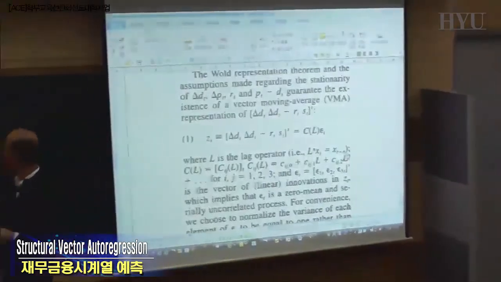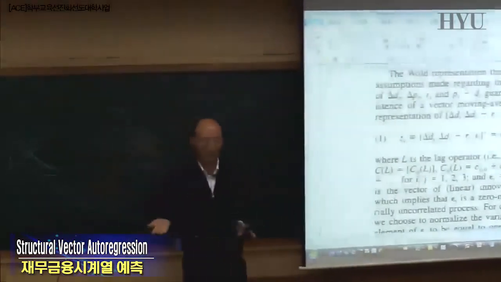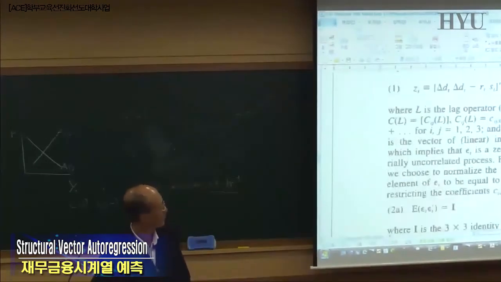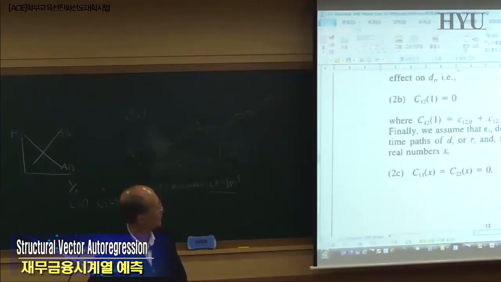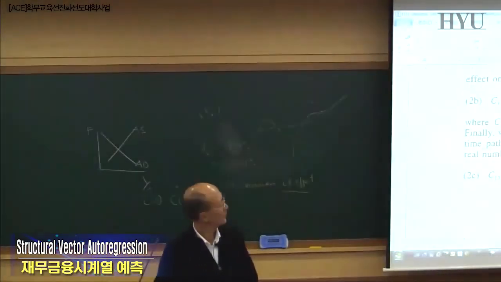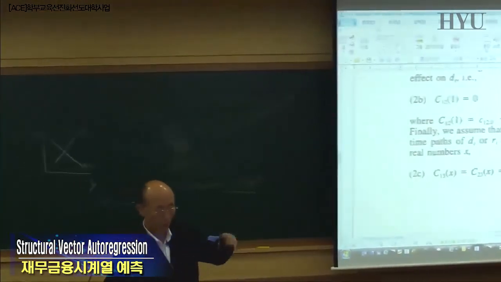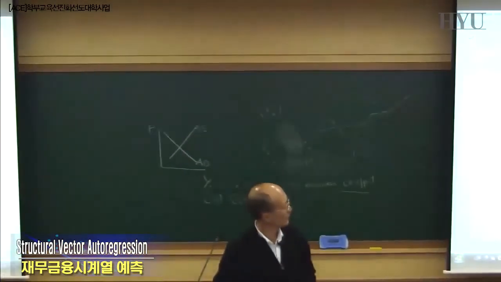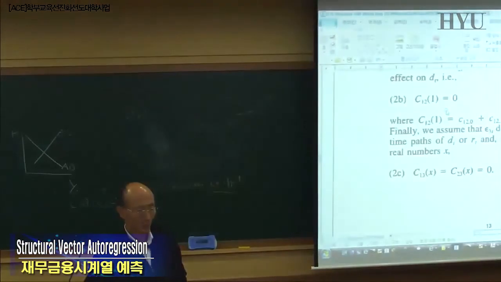Then because you have now 3 by 3 covariance matrices, but still you need identifying assumptions. So if you read this paper later, this is very similar to what we've seen. In our 2-variable case, we need one restriction, but here you need to introduce 2 more restrictions.